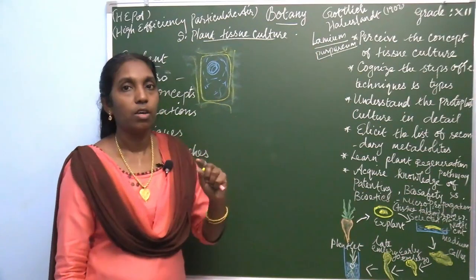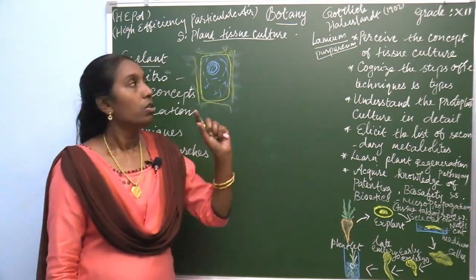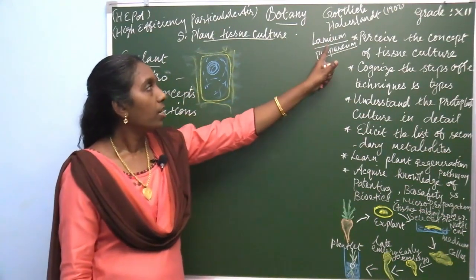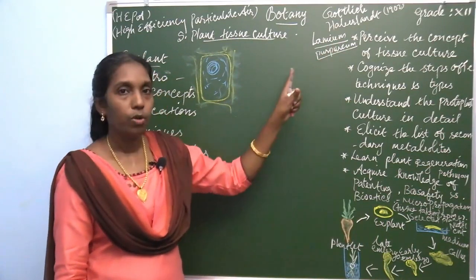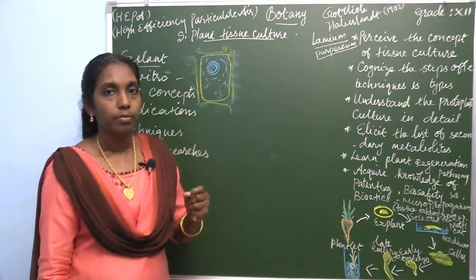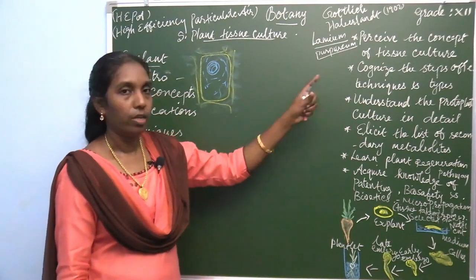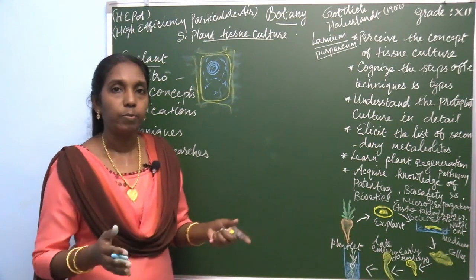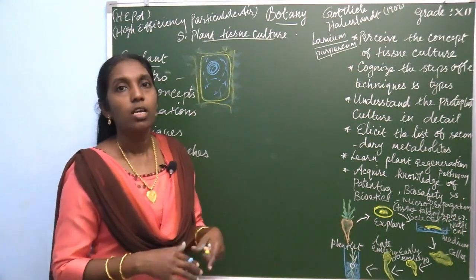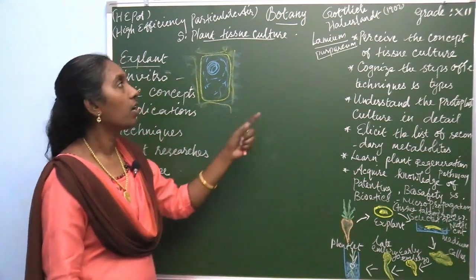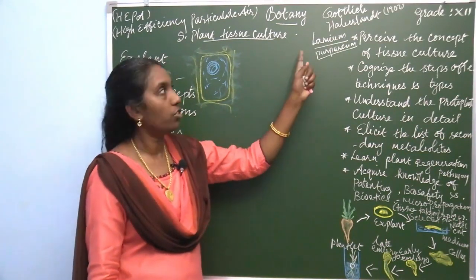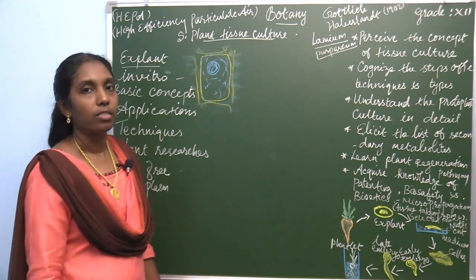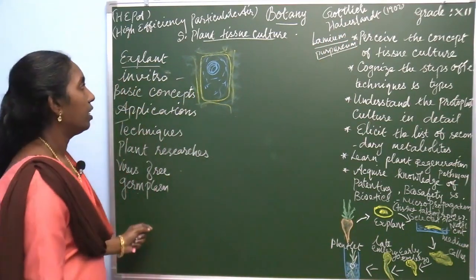Haberland was the first person who isolated a cell from the mesophyll of the Lamium purpureum plant. From the mesophyll of Lamium purpureum, he isolated the tissue and cultured it in aseptic condition to develop the entire plant. So he is regarded as the father of plant tissue culture. Who was the father of plant tissue culture? Gottlieb Haberland.